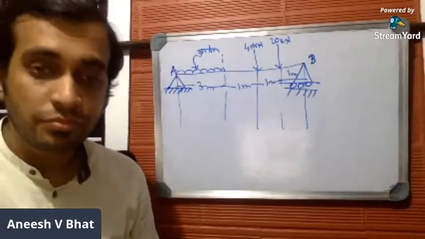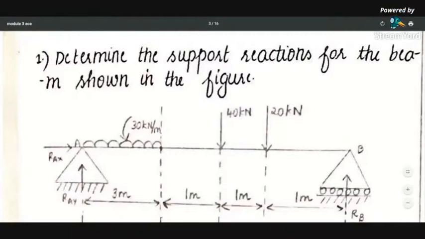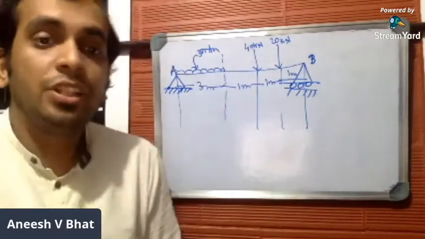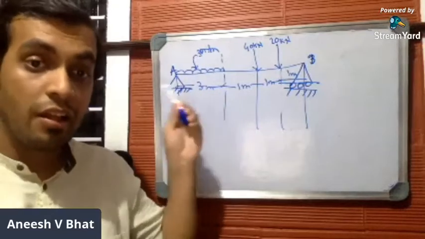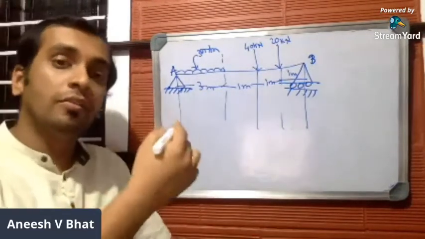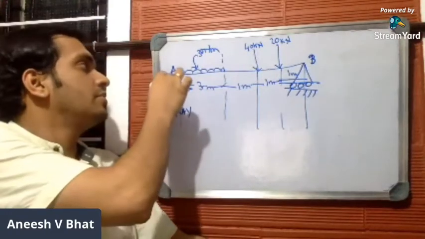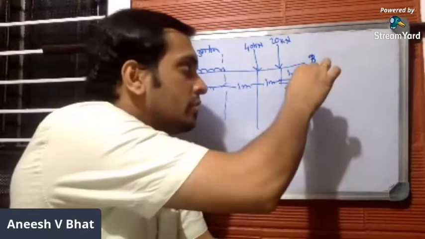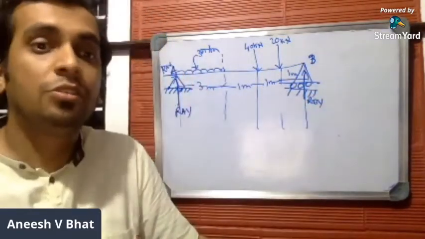Now again, what are we supposed to find here? Just read the question once. You are supposed to find the support reactions for the beam shown in the figure. So you have to follow the 3 steps. What is step number 1? Step number 1 is to identify the type of support and mark the support reaction. So which type of support is this? This is a hinged support. A hinged support will always offer 2 reactions, one in y direction, so this is RAY, and this is RAX. And a roller support will always offer a reaction only in one direction. This will be RBY. So you're done with step number 1.